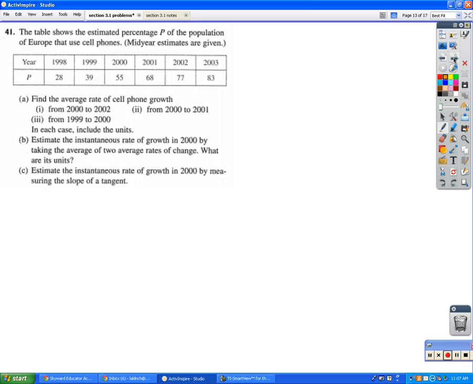Okay, so this is the bicycle problem again. Part A says find the average rate of cell phone growth from 2000 to 2002. So you're going to go y2 minus y1 over x2 minus x1. That would be 77 minus 55, so the cell phones have gone up 22 over 2, so it's about 11. P stands for percent of population. So between 2000 and 2002, about 11% more of the population was getting cell phones every year.